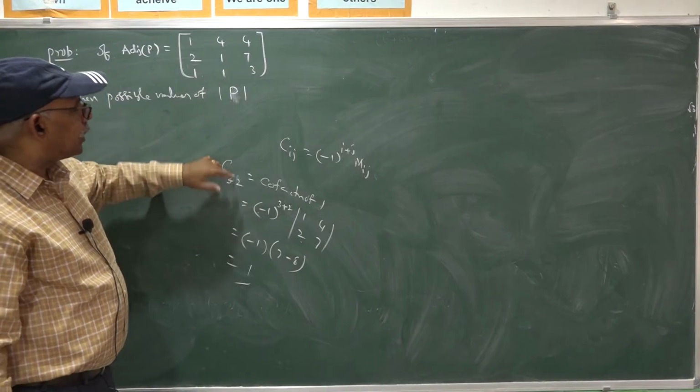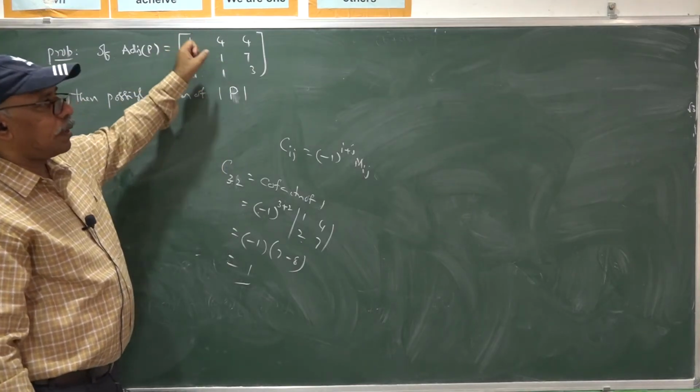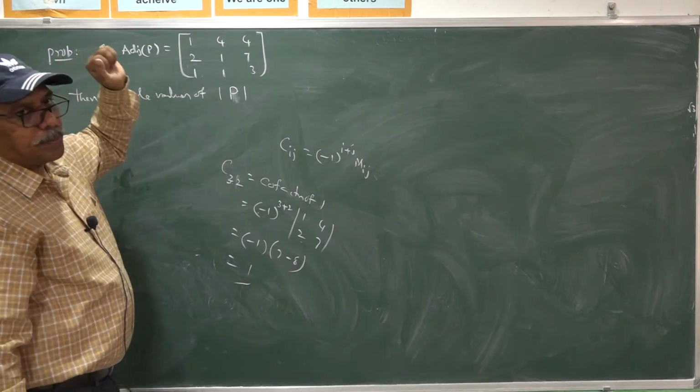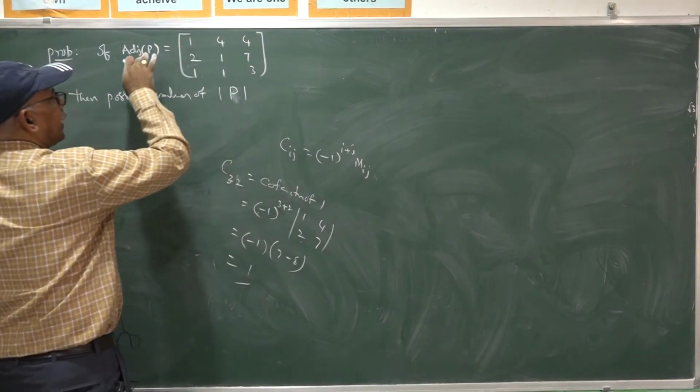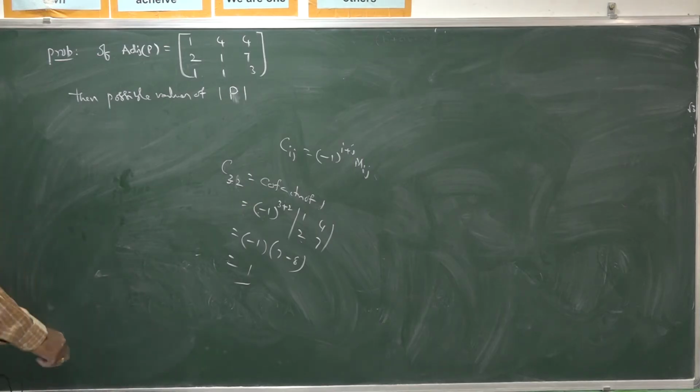Once you replace each and every element with its corresponding cofactor, the obtained matrix is the cofactor matrix. The transpose of the cofactor matrix gives us the adjoint. That is the adjoint matrix.